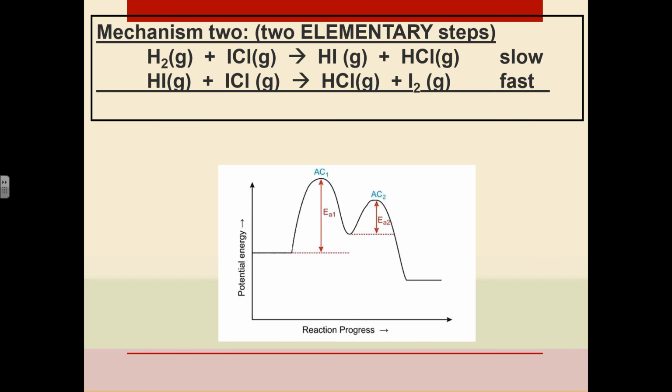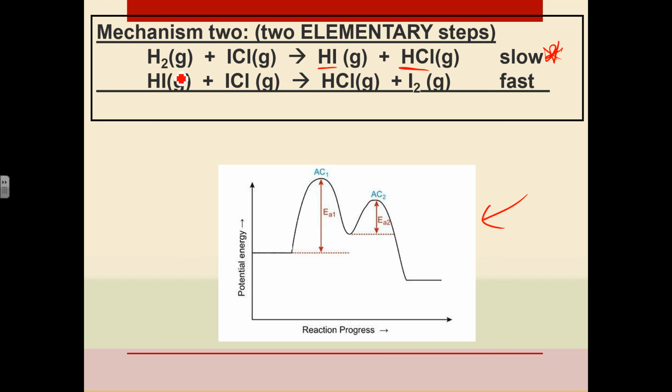Another is a possibility. This has two elementary steps. One of them is slower, one of them is faster. In the first one, one of the H2s and one of the ICls come together. You make HI, and then you make HCl. So there's one of my products, there's HCl. And this is a slow step. Keep that in mind. I'll show you what that has to do with this diagram in a minute.